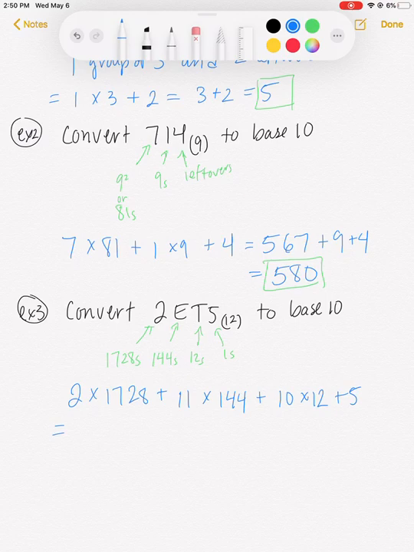Now the E becomes 11 here, and T was 10, right? So we're going to use base 10, so we'll convert those to base 10. Now 2 times 1728 is 3,456. 11 times 144 is 1,584. 10 times 12 is 120, and 5. So we add all those together, and we get 5,165.